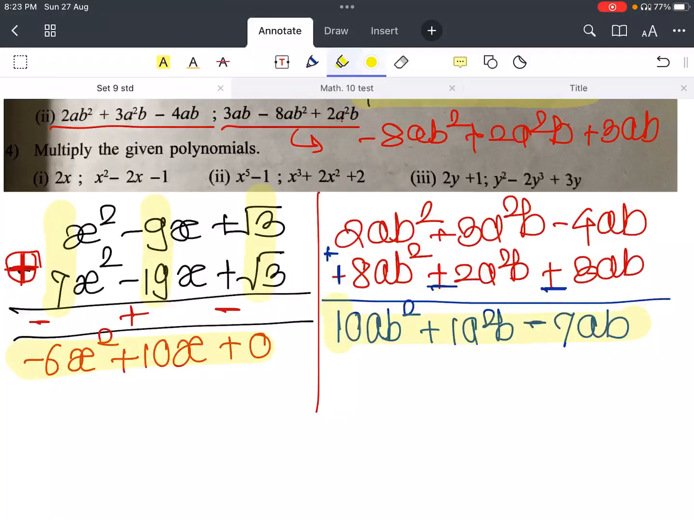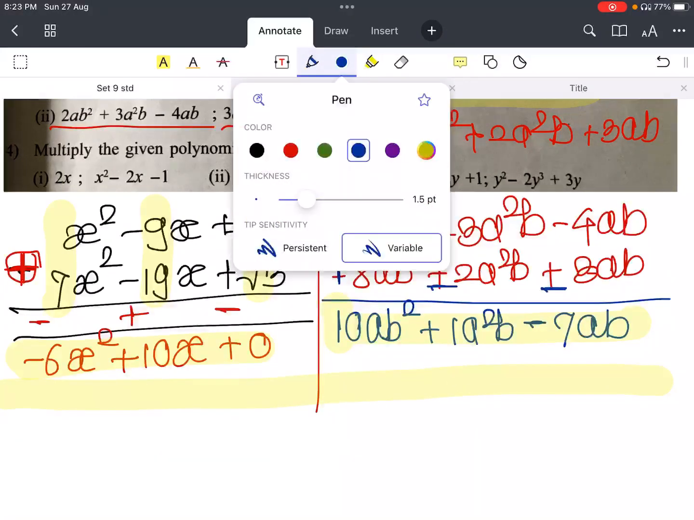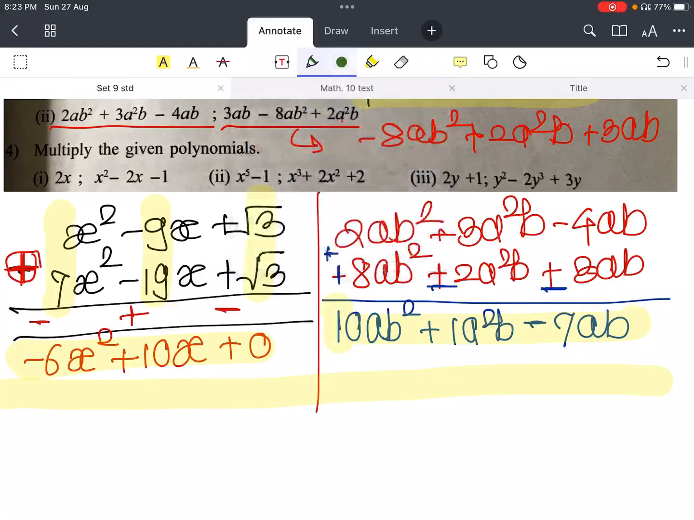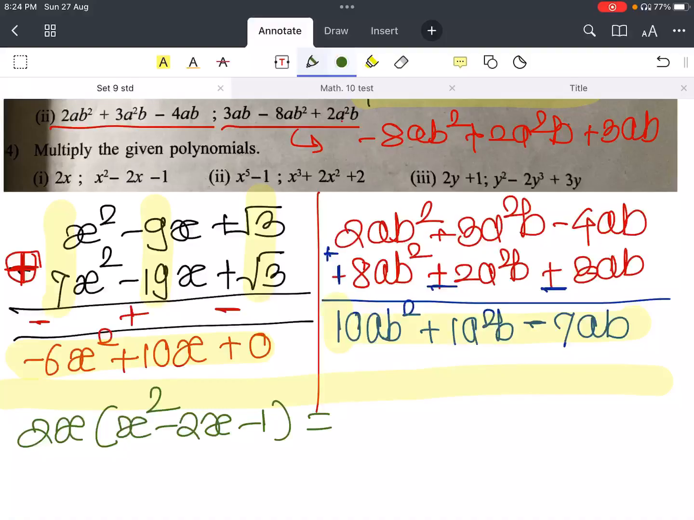Similarly, the next example is about multiplication, which means we have to multiply the given expressions. The first one is 2x multiplied with x square minus 2x minus 1. So we want to find the answer for this.